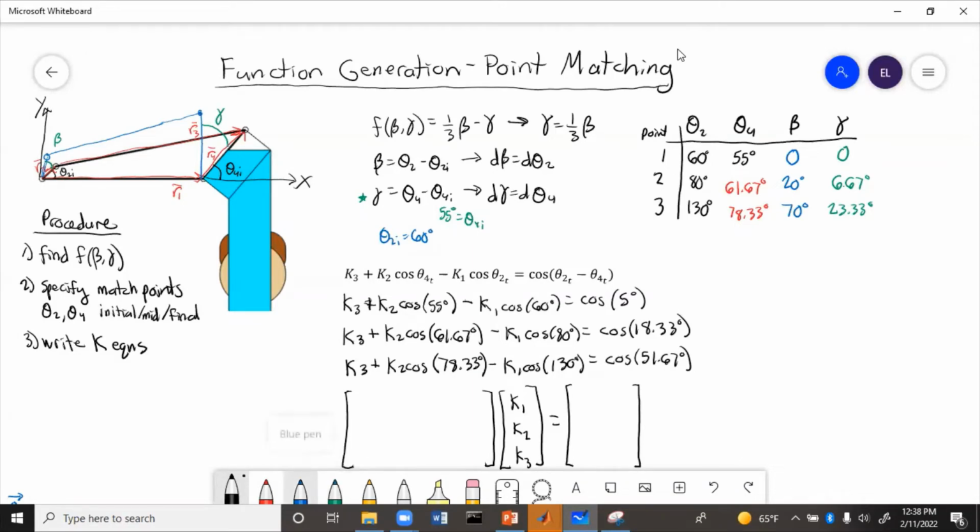So here I'm going to use variables. So this is theta 2 initial minus theta 4 initial. This is theta 2 final minus theta 4 middle. And this one is theta 2 final minus theta 4 final. So 3 is final, 2 is middle, 1 is initial. Okay, so I'm going to use those actual variables instead of the numbers so that you'll be able to apply this formula to other number situations. So the first, we'll just list those in order. So cosine of theta 2 initial minus theta 4 initial.